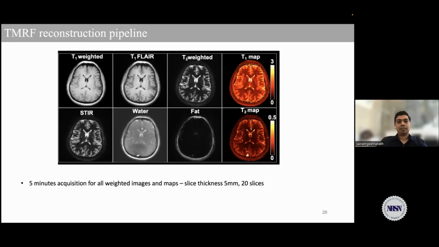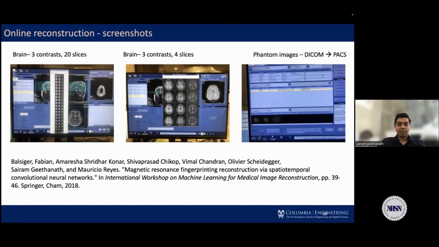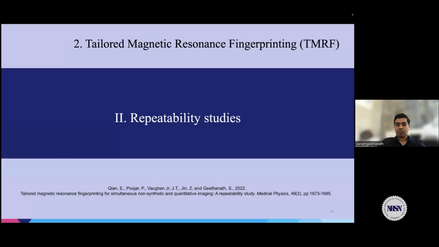Here's another representative image of the phantom when we looked at all the different images that you get in 5 minutes at again 5 mm slice thickness. So this is for 20 slices. Here are some online reconstruction, meaning we actually integrated a method to the scanner as well. That means you can now use this as part of the GE scanner. There is some other work also in MICCAI that we reported.